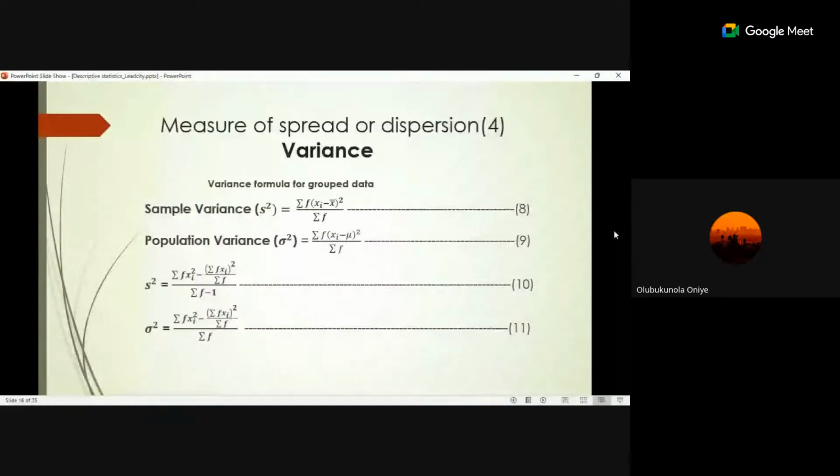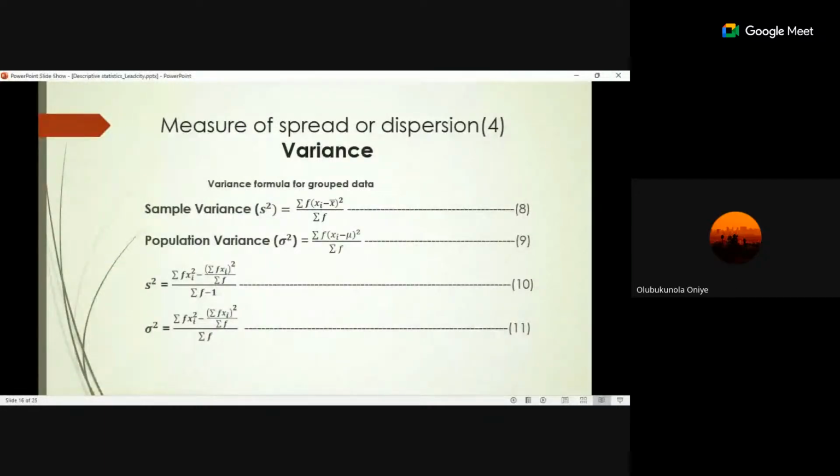Yes, sir. So it means that in equation 8, there's an omission. It should be summation f minus 1. That is why I'm asking you what is missing here. Minus 1 is missing. That means that you are getting it. Okay. So minus 1 is missing. Did you get that, please?